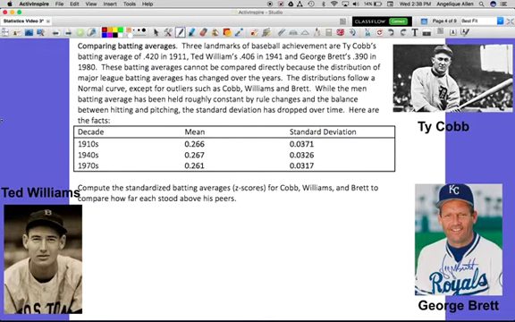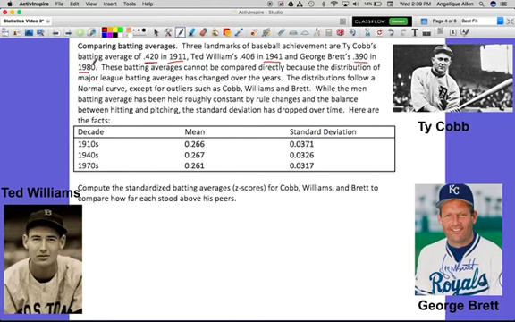Ty Cobb played in the early 1900s, and Ted Williams played during the 30s and 40s, with a break in the middle because he was a soldier in World War II, and then he came back to the game. And George Brett played in the 70s when I was a child, so I remember that name. And we want to look at the batting averages they had. So let's read here. 3 landmarks of baseball achievement are Ty Cobb's batting average of .420. That was his batting average for the entire season in 1911. And Ted Williams batted a .406 in 1941, and George Brett batted a .390 in 1980.